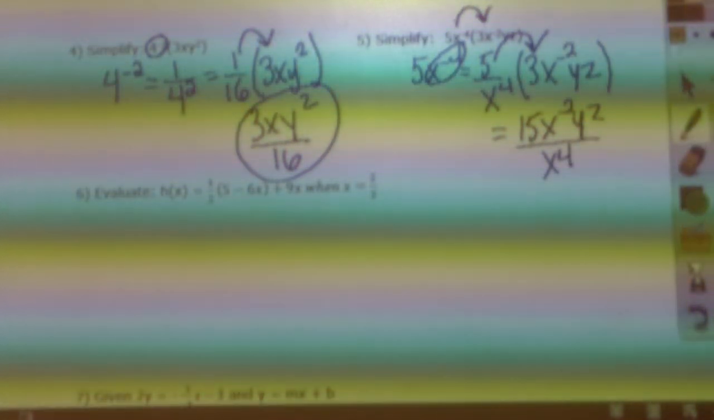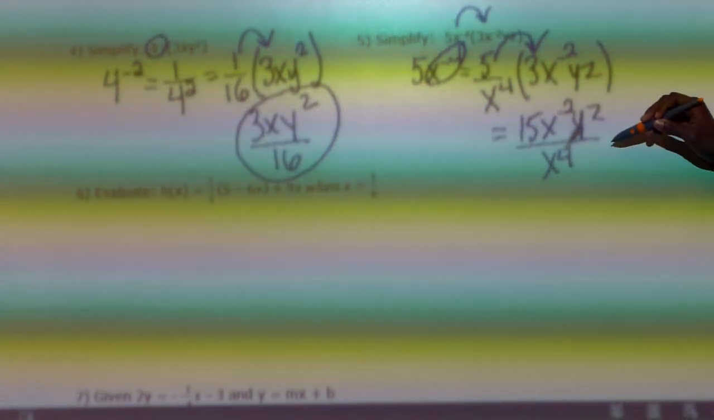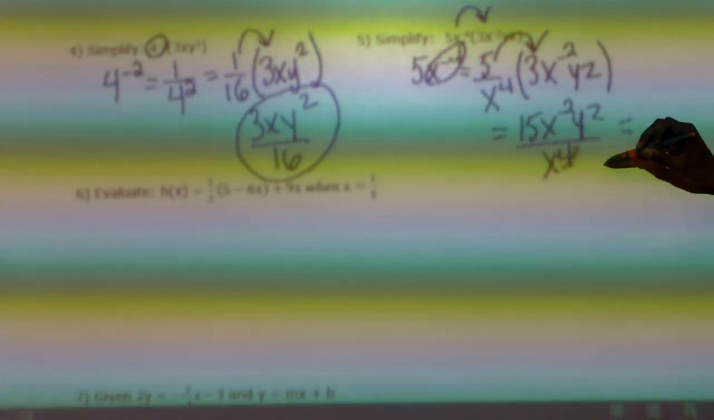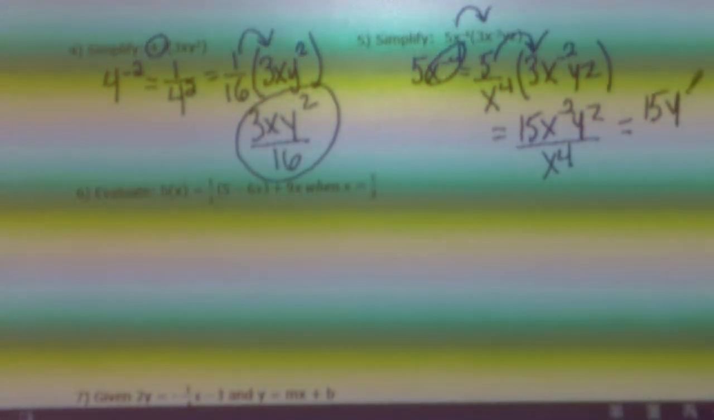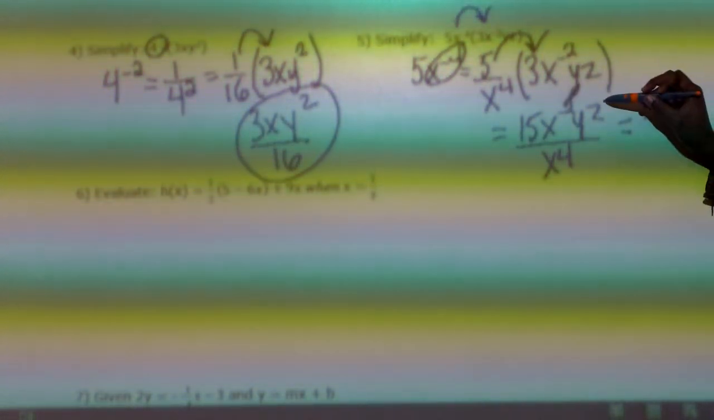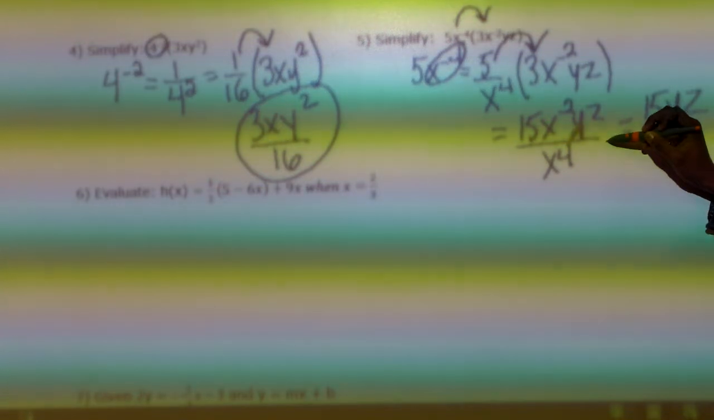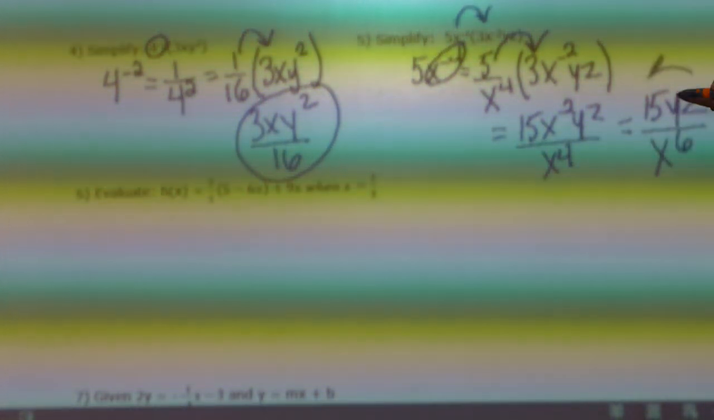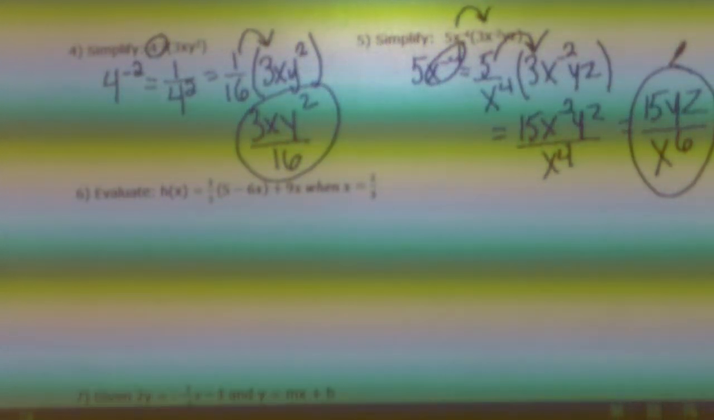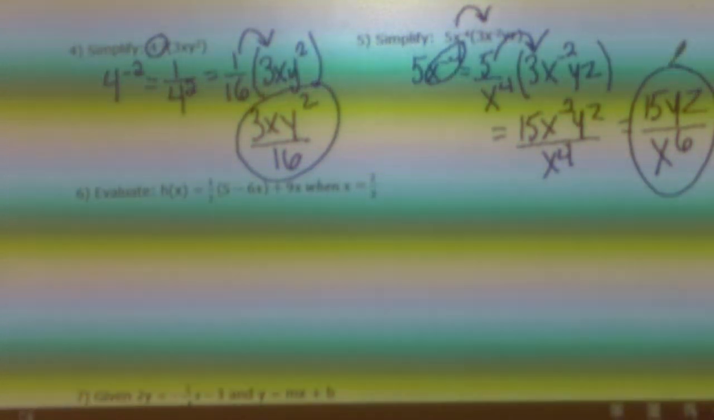But it's not in its lowest terms because you still have 2 x's, so you have to combine those two by subtracting because it's division. And your final answer is 15yz at the top. Negative 2 minus 4 is going to be x to the negative 6, so then it has to go to the bottom, so it's positive. So the final answer is 15yz over x to the 6.